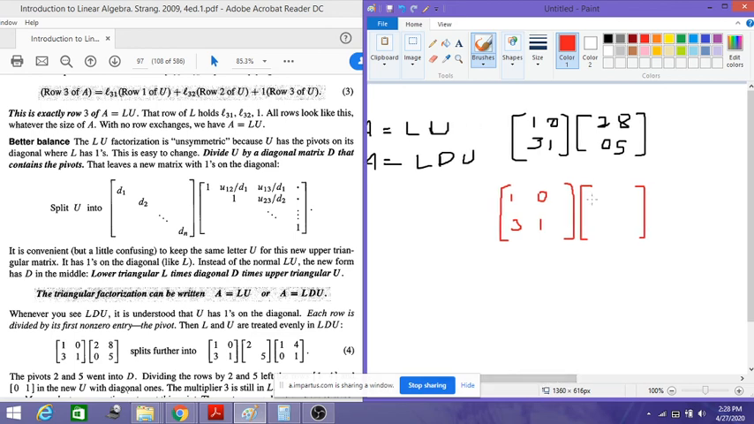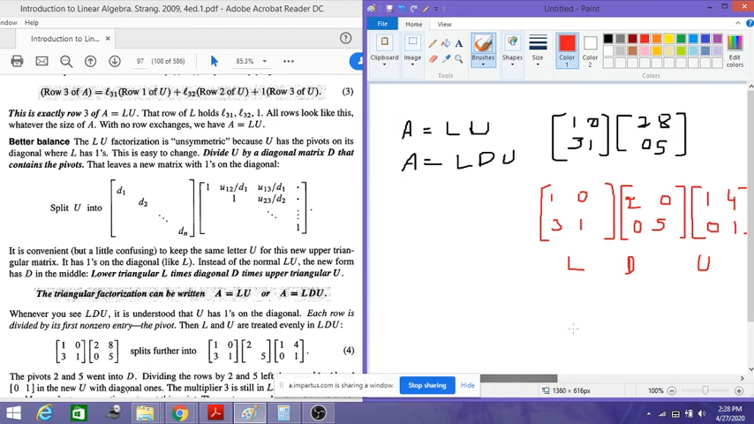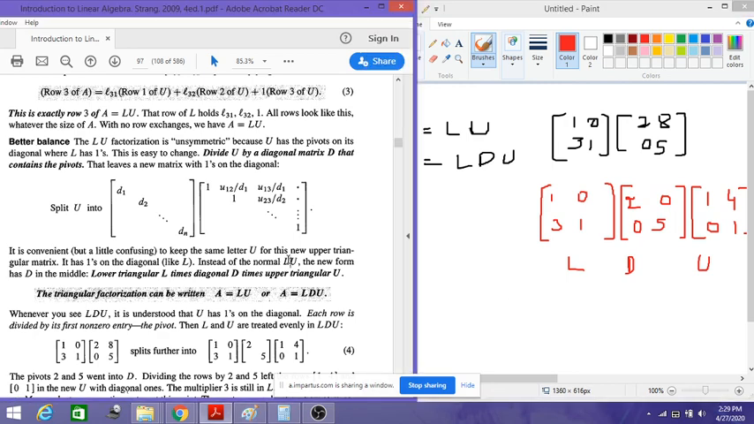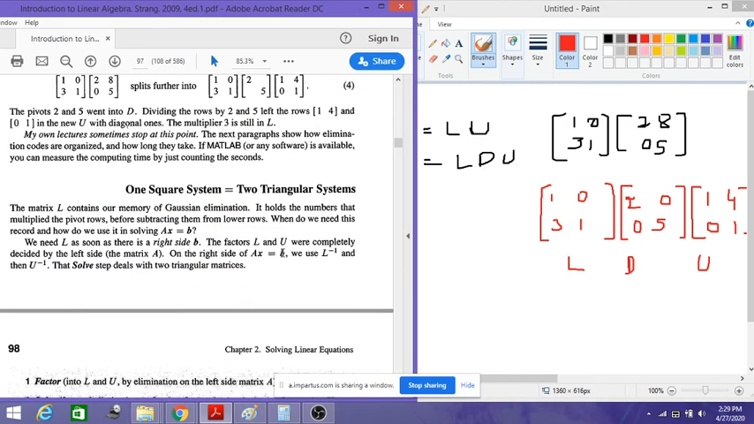So these pivots in this case are 2 and 5. So 2 and 5 I will write here in this diagonal matrix, and this upper triangular matrix will be divided by its pivot. So this becomes 1 4 0 1. 5 divided by itself is 1. So now this is L D U. So A can also be factorized into a lower triangular matrix, a diagonal matrix, and an upper triangular matrix. So this is another way of representation.